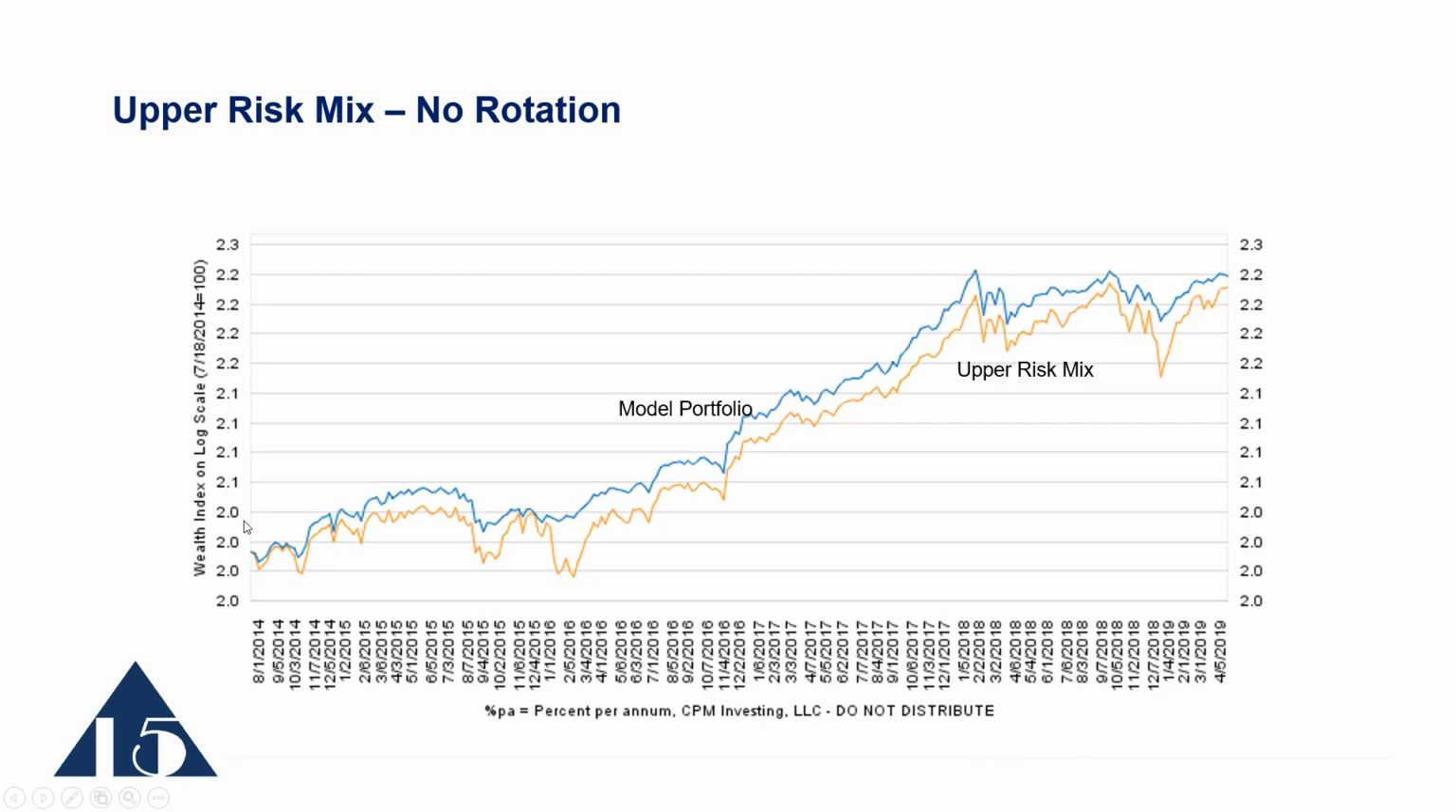Looking at the upper risk mix over a shorter period of time, we see the model portfolio outperforming the upper risk mix and then keeping pace with the upper risk mix when the market moves higher. And then during the period of volatility, the model portfolio avoids some of the losses of the upper risk mix.